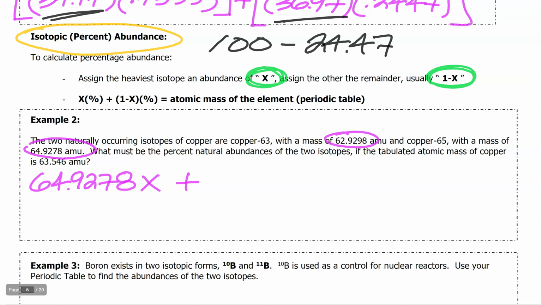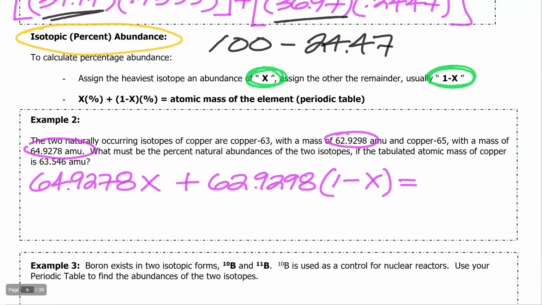62.9298. Now, you're not going to ever be able to solve this if they give you more than 2. So this is always just going to be 2. So let's go ahead and do that. And so it's 9298. And then I'm going to assign that a value of 1 minus x. And then I'm going to set this whole thing equal to what it weighs on the periodic table.